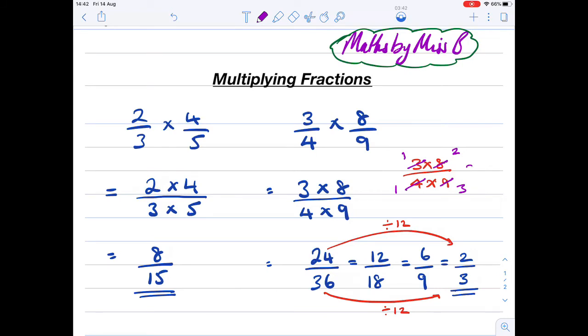And then you can just simply multiply across. 1 times 2 along the top will give you 2. 1 times 3 along the bottom will give you 3. So you'll end up with the same answer there. Okay, it's just another way of doing it. So this just saves the cancelling towards the end, that's all. Okay, just one more quick example.